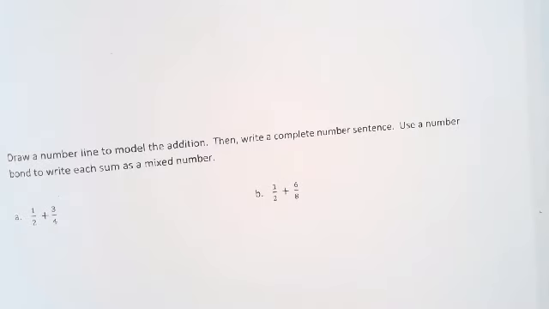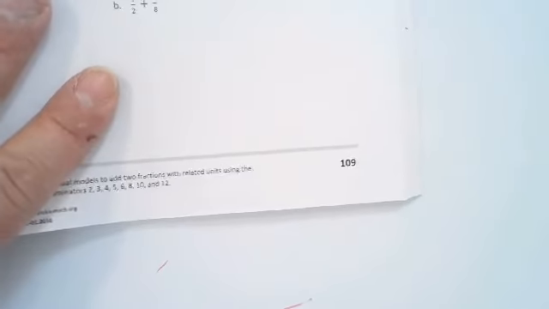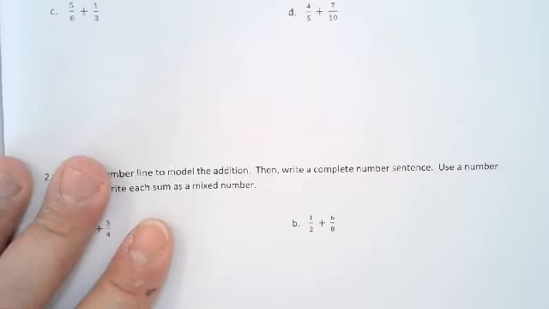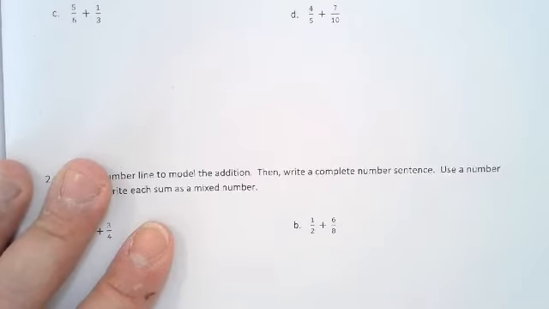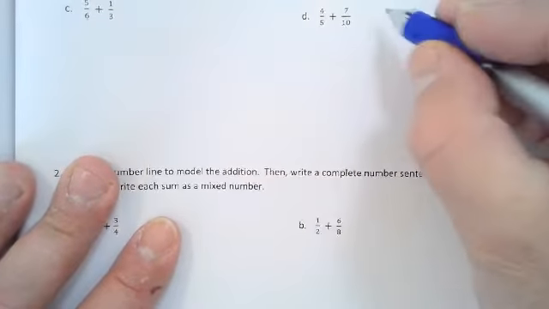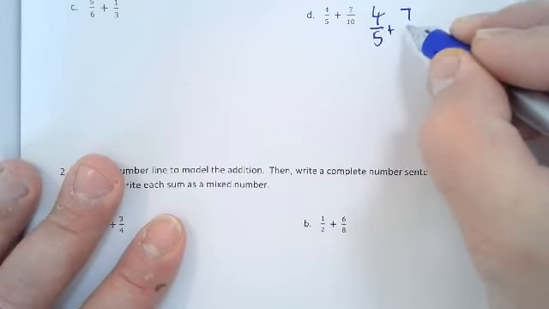And let's look at D. Does everyone see D? This is page 109, problem set 21, and we're looking at D. Okay, this is going to give us something bigger than one whole number. So first of all, I like to rewrite it because the fractions are too teeny weeny in Eureka.